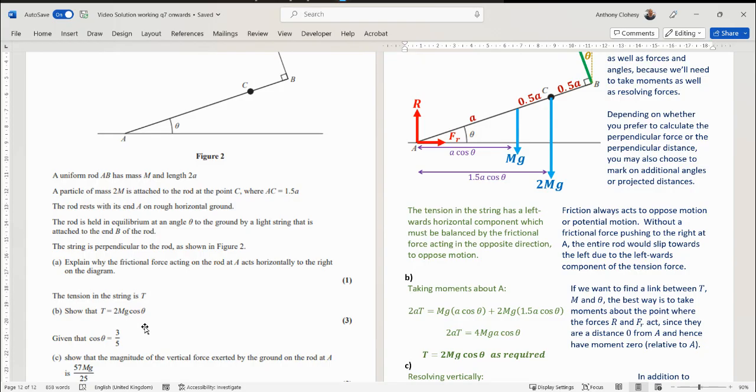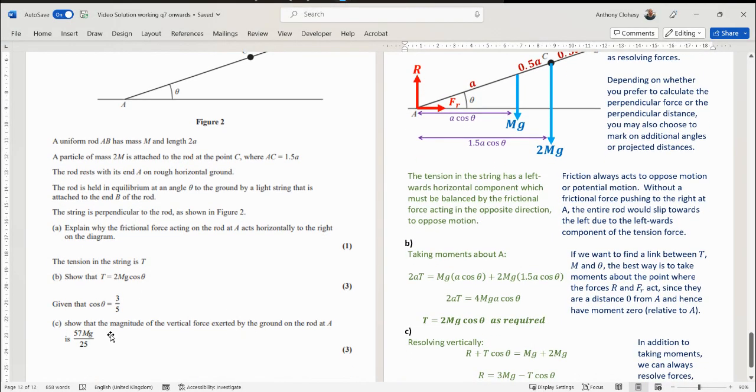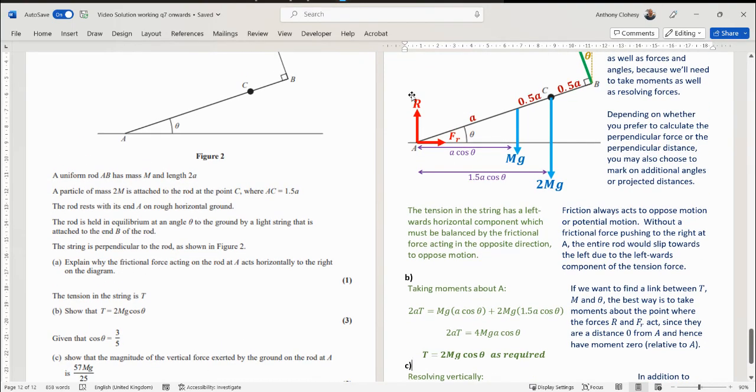So as long as you've not made any jumps in your proof, as long as you've not made any leaps or guesses, if you can justify every step and you've got the right result, then you know you've done it properly. The next part of the question, part C, asks you to find the magnitude of the vertical force exerted by the ground on the rod. And this is another place where if you've forgotten to include that force, the normal reaction at A, which is quite a common one for people to miss initially, you could go back and find it now.